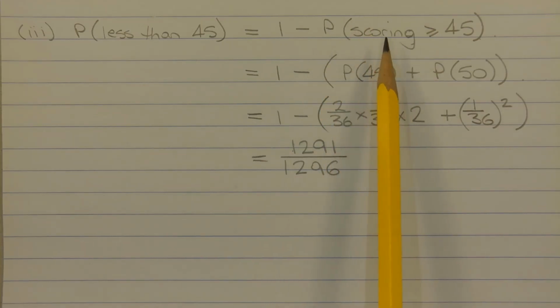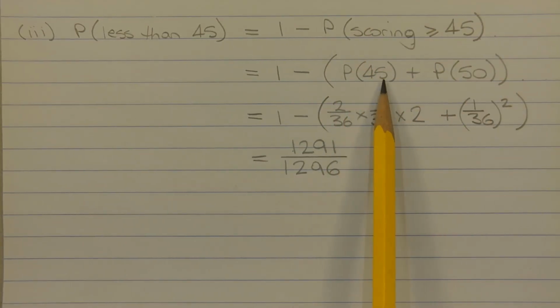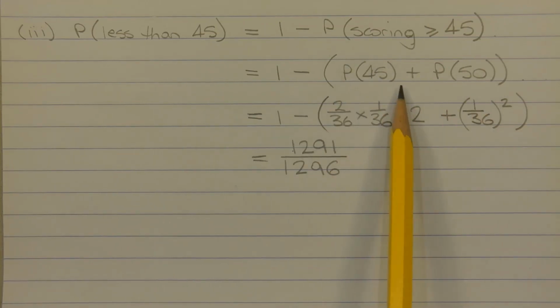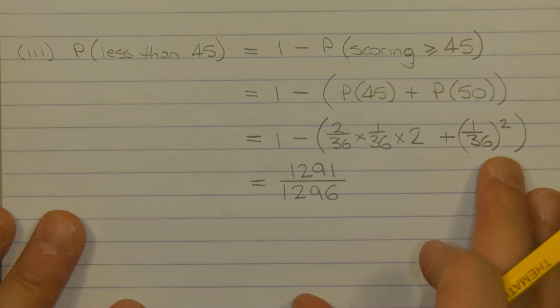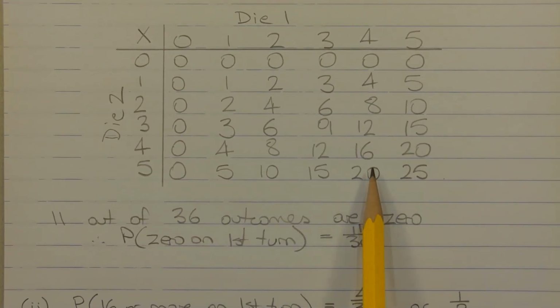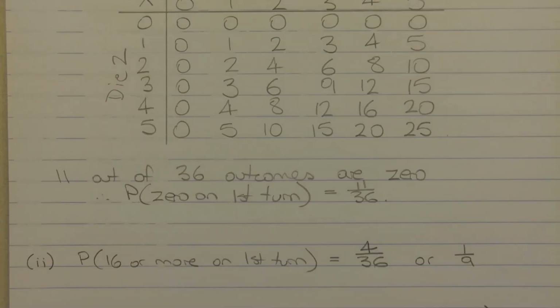The probability of scoring greater than or equal to 45 is equal to the probability of scoring 45 plus the probability of scoring 50. Now, as we saw before, there are two ways that we can score 45. Let's go back to our table again. We have a 2 over 36 chance of scoring a 20 and a 1 over 36 chance of scoring a 25, since there are two 20s and only one 25.